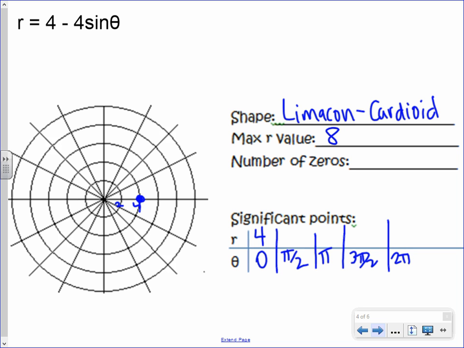Pi over 2, what's the sine of pi over 2? Say louder. 1, so we have 4 minus 4 times 1. 0, so we are at the pole. Pi. Pi, Eli, redemption. What's the sine of pi? 0. Okay, so we have 4 minus 4 times 0. Which is 4. So at pi, we're going to move out 4.